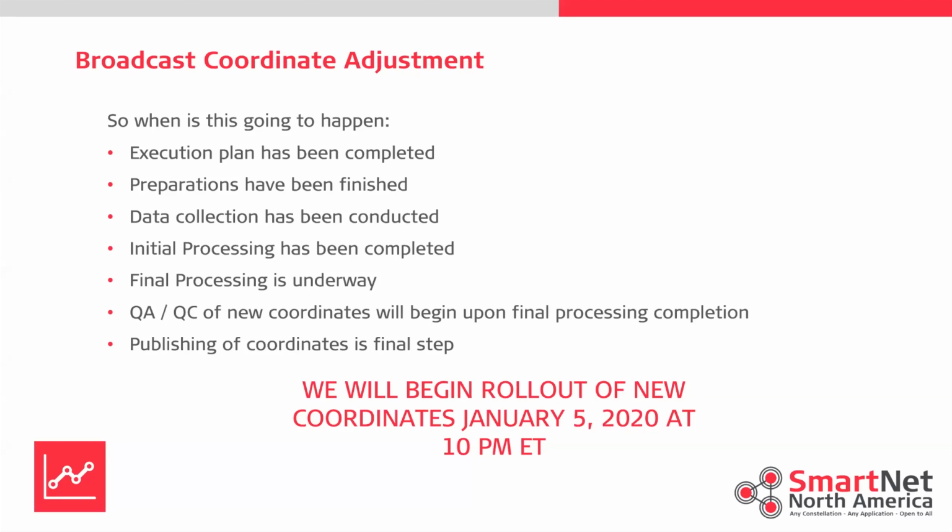This means just as we do with our typical spring and fall solutions, we go offline at 10 p.m. on a night and then turn things back on so that they're published the next morning. So on January 6th is when you will start seeing the new coordinates available to you for use. And these will affect you. So please continue to pay attention to what we're saying in this webinar.